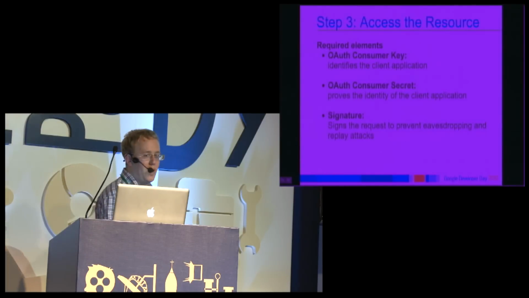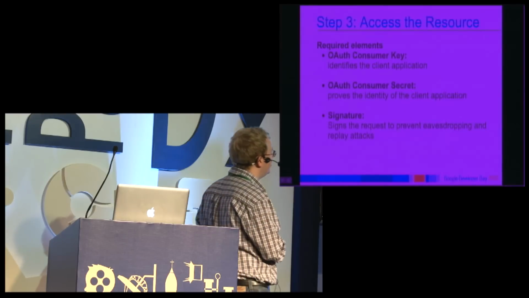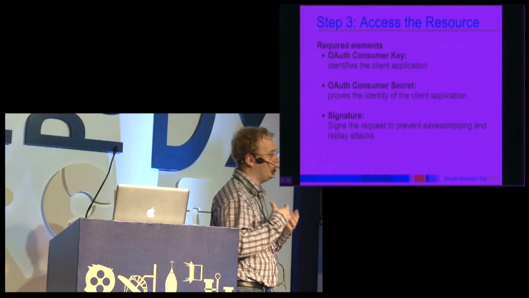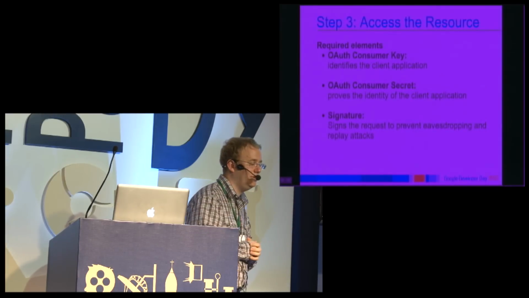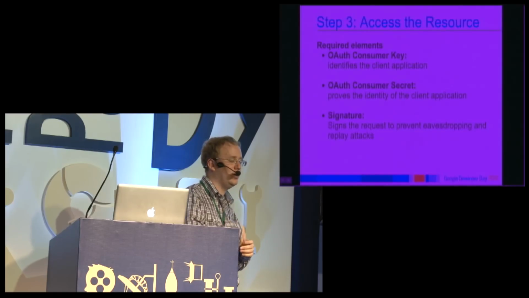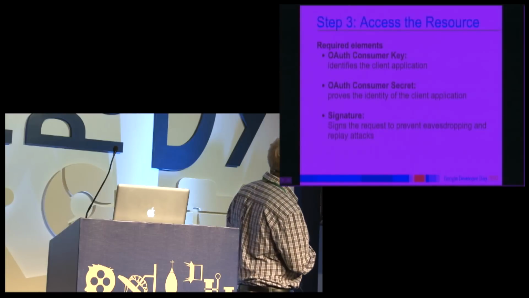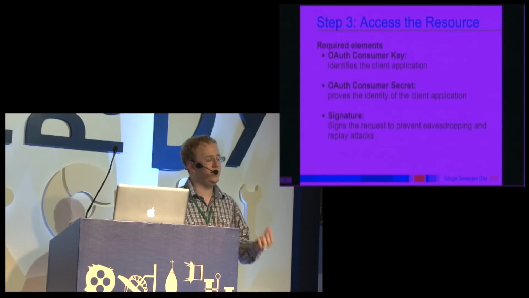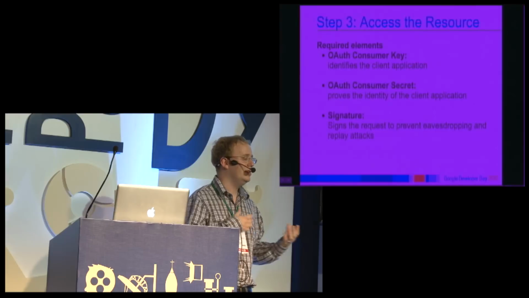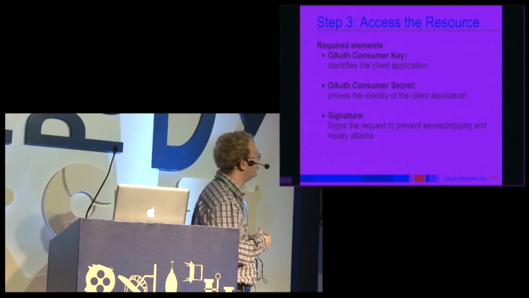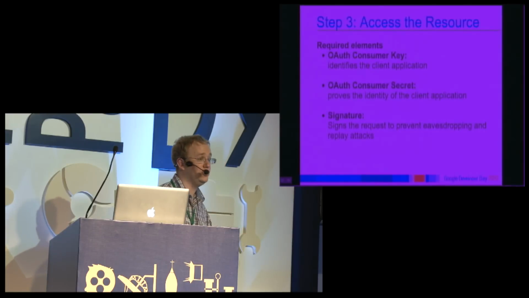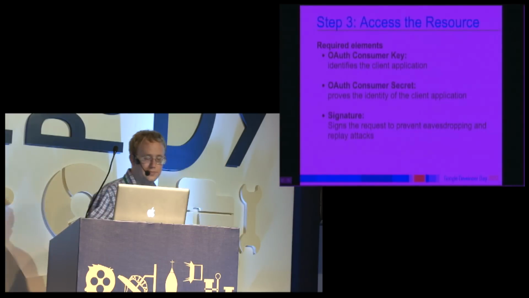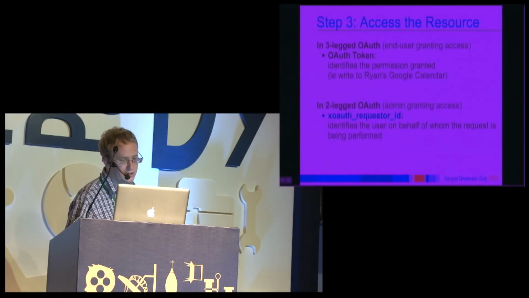So there are a couple different required elements when you're accessing a resource using OAuth. There's the consumer key and the consumer secret, which you already saw. You saw those were issued to our application at the time that we registered it. The consumer key is used to identify the application. The signature is created using the consumer secret and is used to prove that identity. And we'll show you an example of what that looks like here shortly.